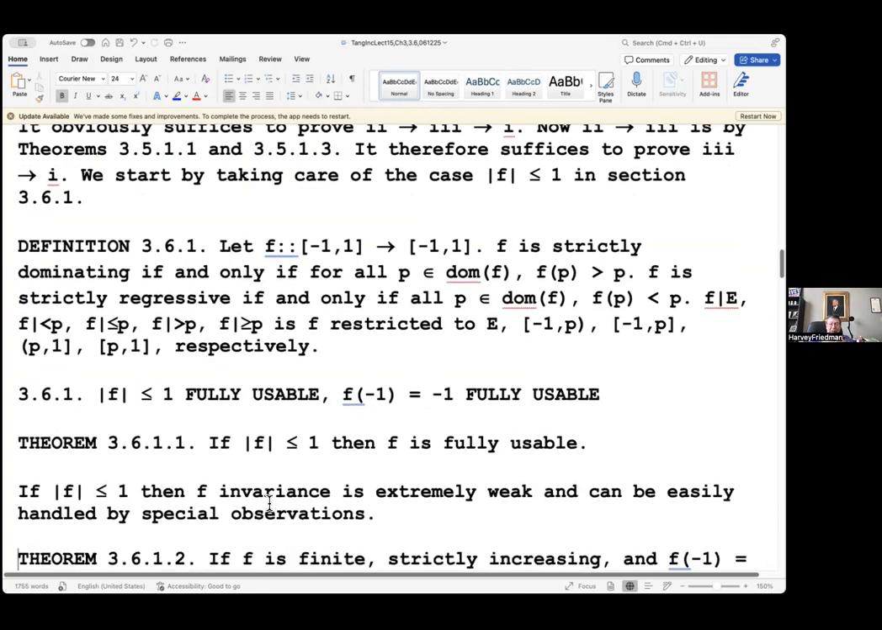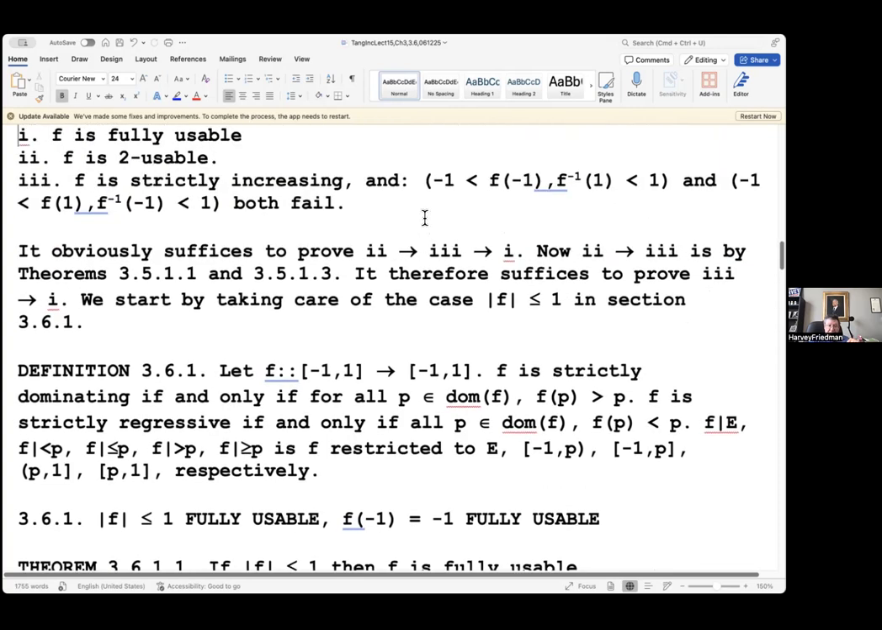All right. We only have to worry about strictly increasing functions, I should add, because we are assuming 3 and we want to get 1.